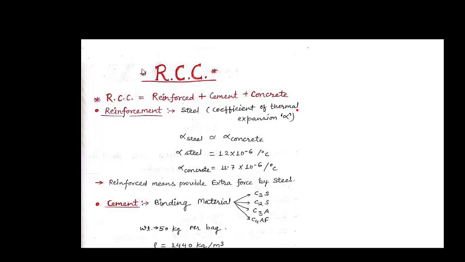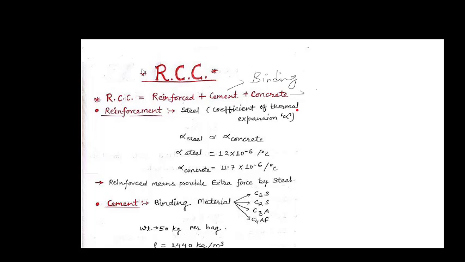Okay, so let's start. So first of all, what is RCC? RCC is a heterogeneous material which is formed by reinforced cement concrete. Okay, cement is a binding material, and concrete is formed by coarse aggregate and your mortar.